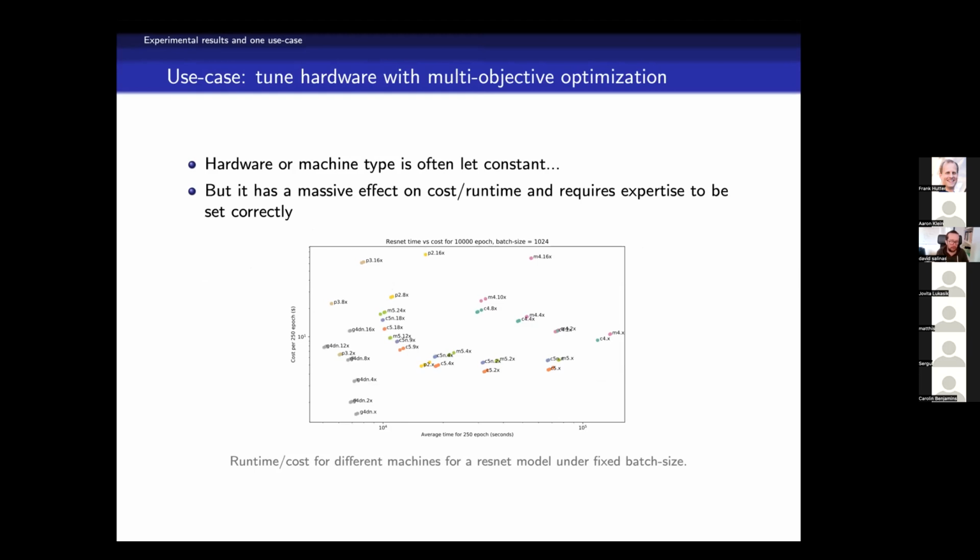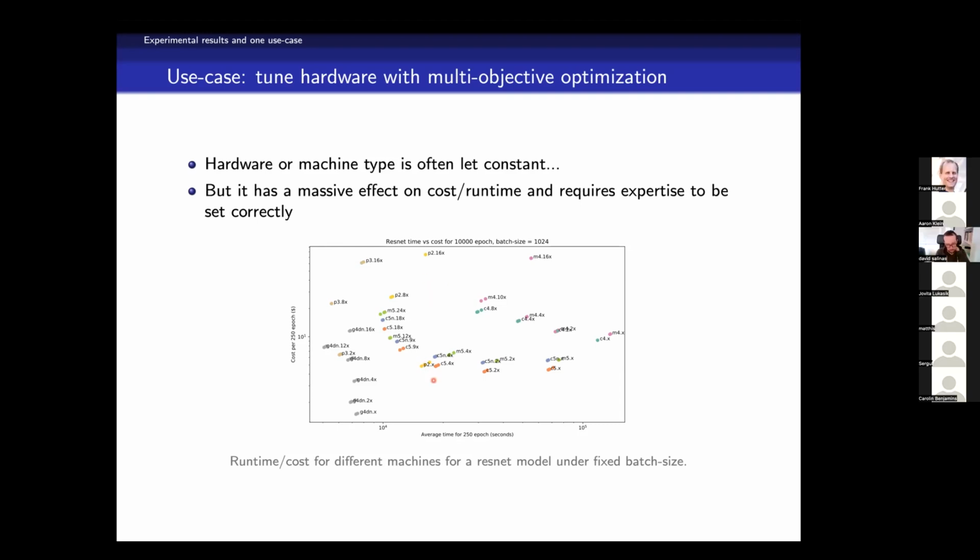The reason for looking at this use case is that hardware or machine type is often constant, but it has a massive effect on cost and runtime, and it requires expertise to be set correctly. For instance, if you use AWS, maybe there are 100 different machines. You know, which GPU you pick, it's very hard. New machines get added all the time, and the claim is that the default choices are often pretty bad.